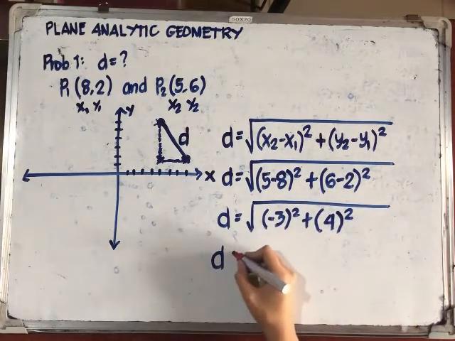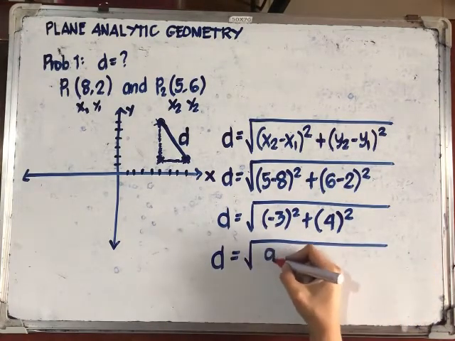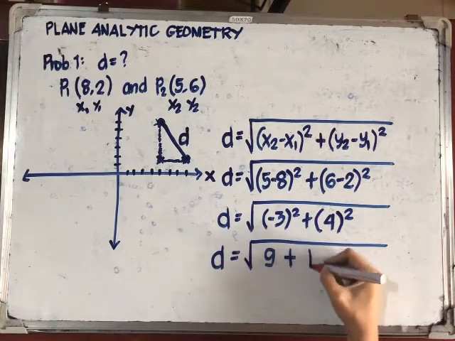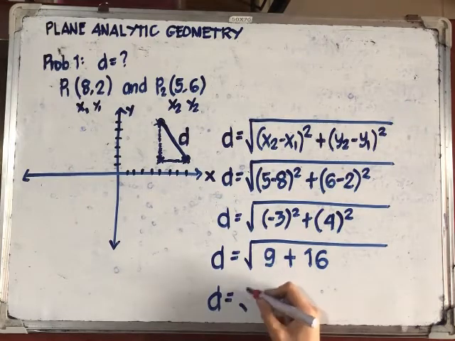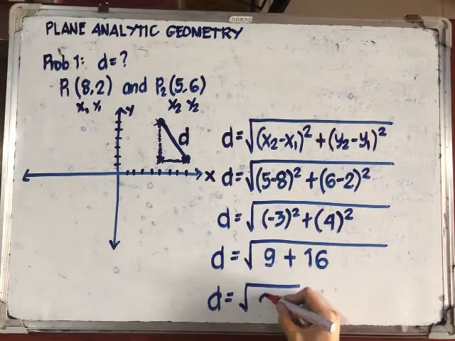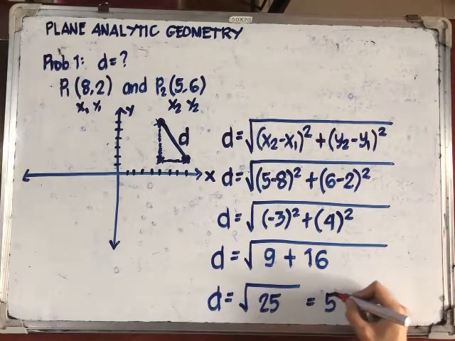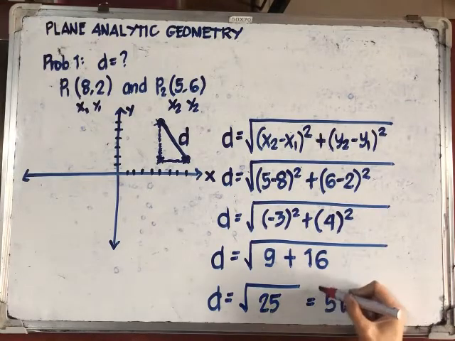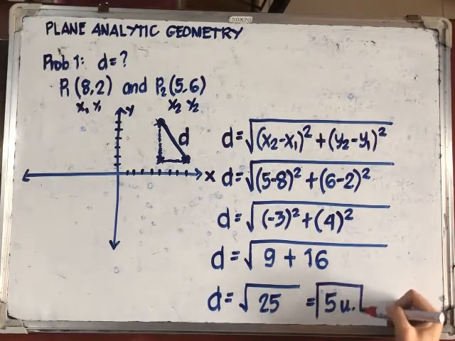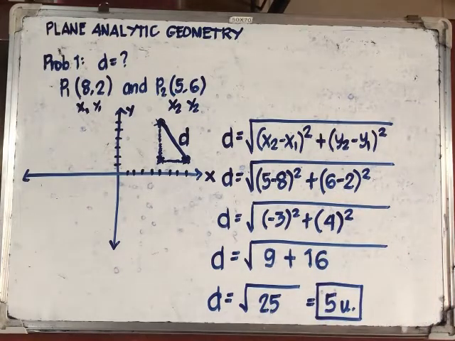So this becomes the square root of 9 plus 16. d is the square root of 25, and the square root of 25 is 5 units. So the distance between P1 and P2 is equal to 5 units. It's our first formula to get familiar with, our distance formula.